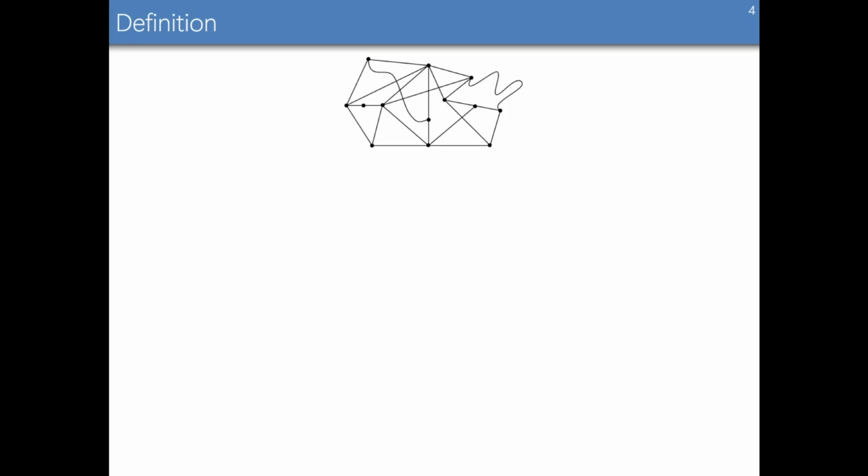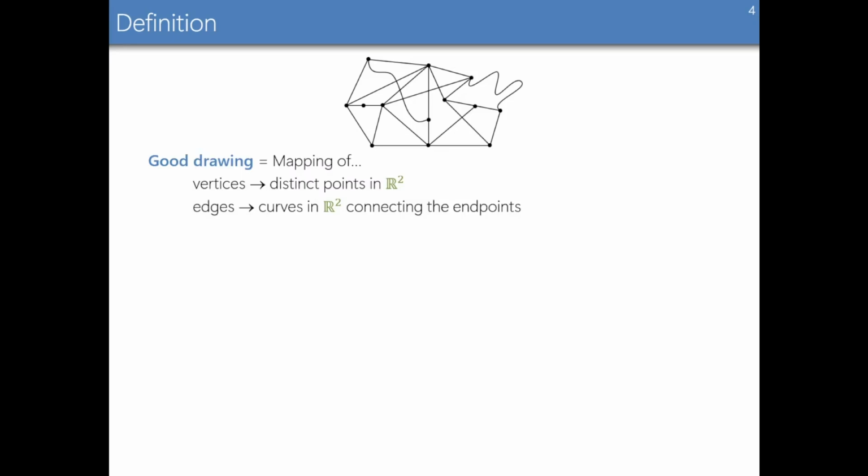So how can we define the crossing number? First, we need to start with a drawing. A good drawing is just a mapping of the vertices into points in the plane, and the edges are mapped to some curves connecting these endpoints. The curves may be straight lines, they may be some wiggly lines like here. I don't care. They connect the endpoints. And I have certain specific properties that make that a good drawing.